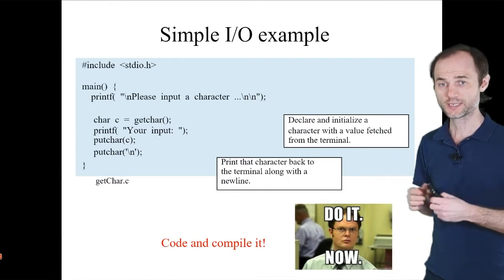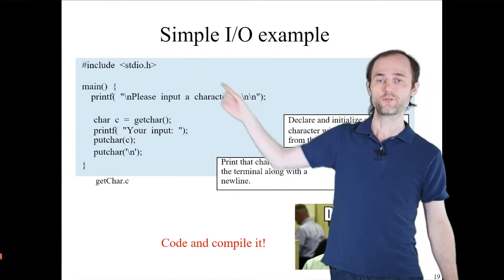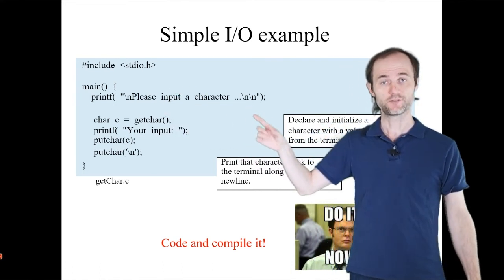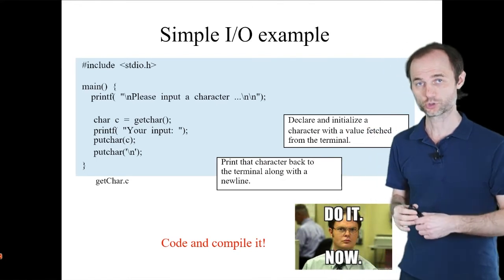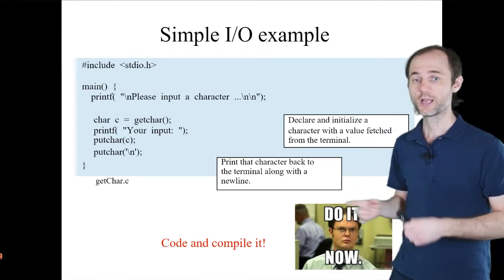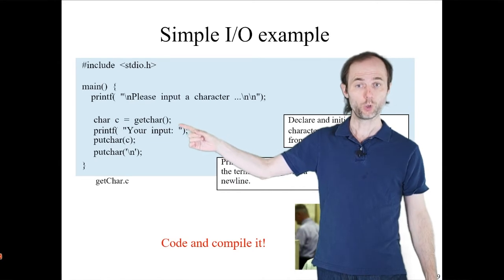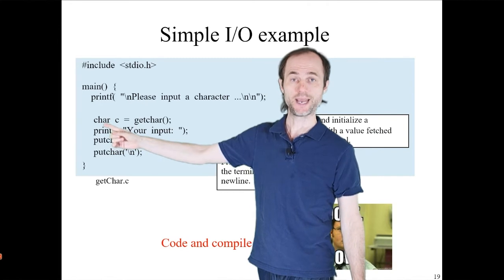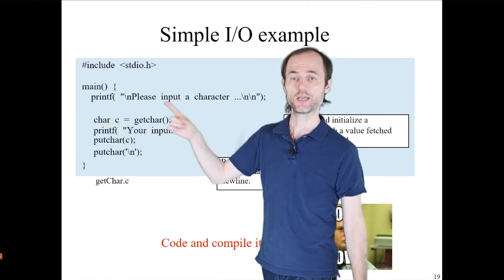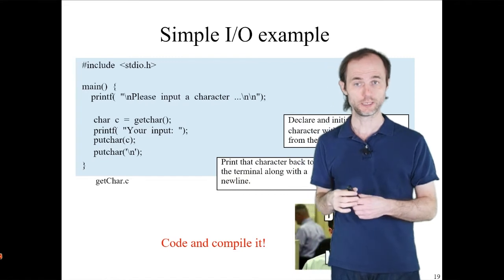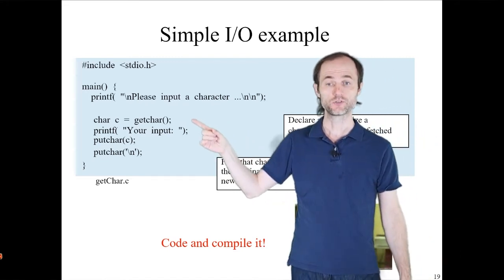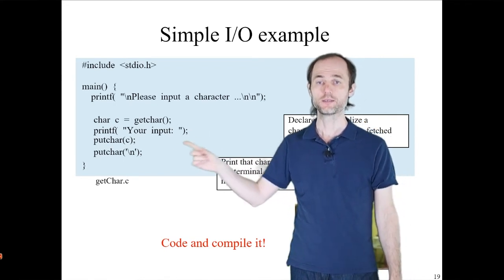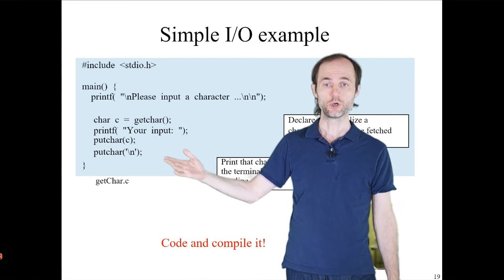So let's take a look at an example, including our header file first, starting the main function. We are using printf to invite the user to input a character. Then we're going to poll the keyboard for that character. So we create a new variable of type char, c, and we assign it the output of the function getchar. Once this function returns, it means that it has detected a character press, and now we can use putchar to print it out onto the screen.